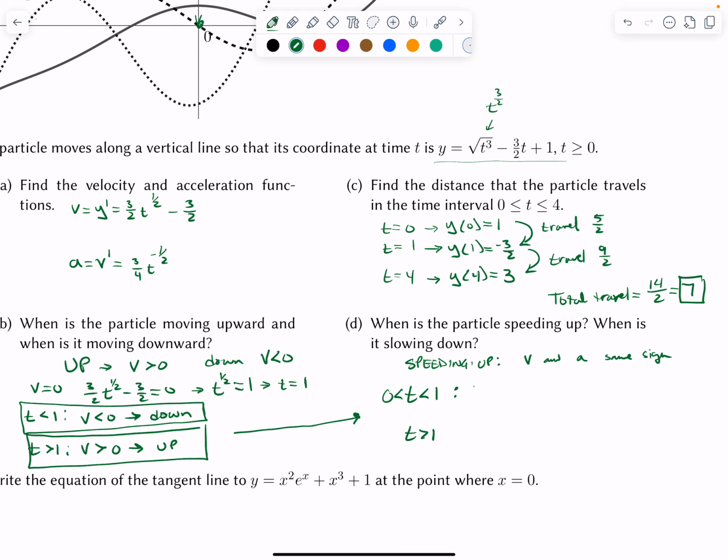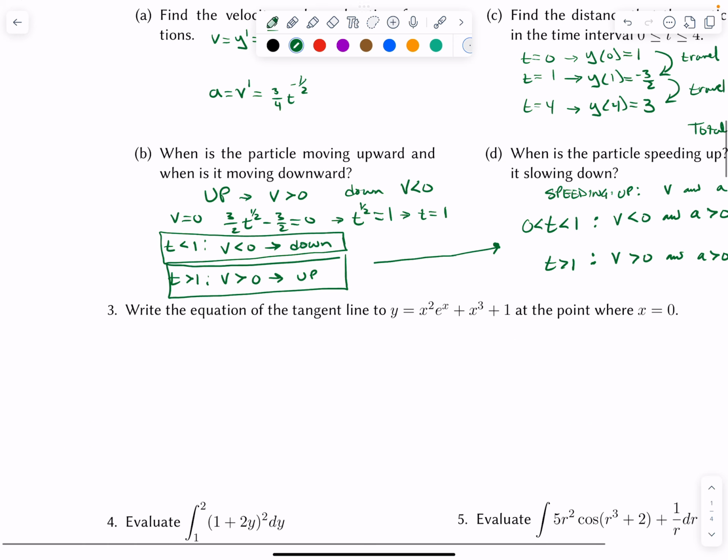Okay, so here v is less than 0 and a is greater than 0. v is greater than 0 and a is greater than 0. So this is slowing down. This one is speeding up.